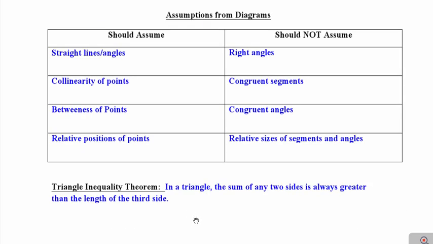So the last thing we're going to talk about is the triangle inequality theorem. This theorem states that in a triangle, the sum of any 2 sides must always be greater than the length of the third side. If this is not the case, then the shape is not considered a triangle. It must always be greater. It cannot be equal to, it cannot be less than. It has to be greater.